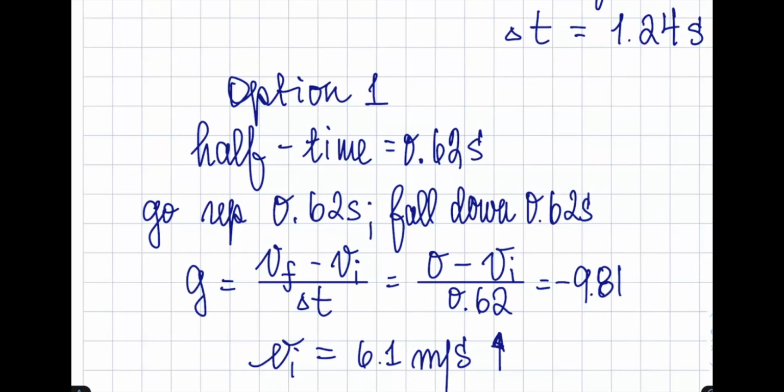So g is the acceleration that the ball had, because we assume this is free fall. And so on the way up, v final was 0, because that's where it stopped. v initial is what we're looking for. 0.62 is our time, and acceleration is negative 9.81.